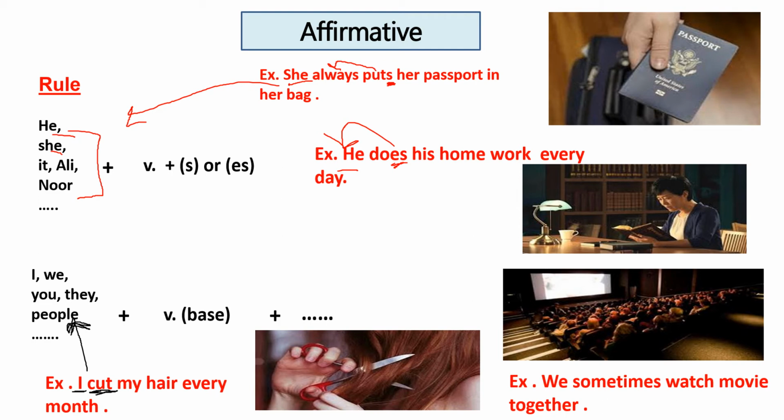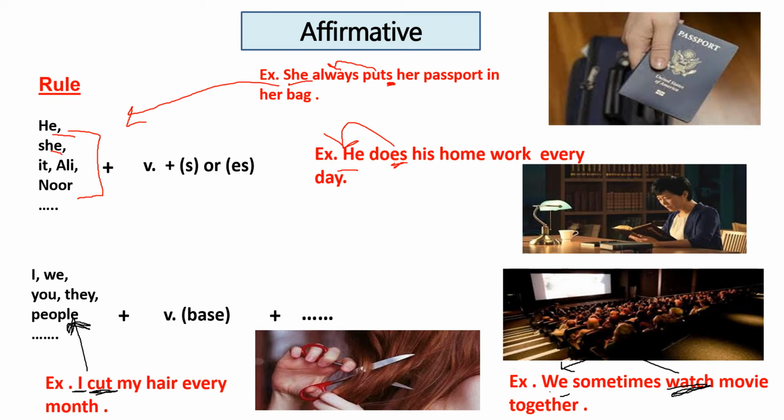We sometimes watch movie together. Here we have we. This is plural. هنا عندنا we جمع. Okay. بعض الأحيان نشاهد الفيلم مع بعضنا. هنا ال watch base مجرد. ليش؟ لأن الفاعل مالتي جمع. لذلك الفعل مالتي راح يكون مجرد watch بدون s أو es.